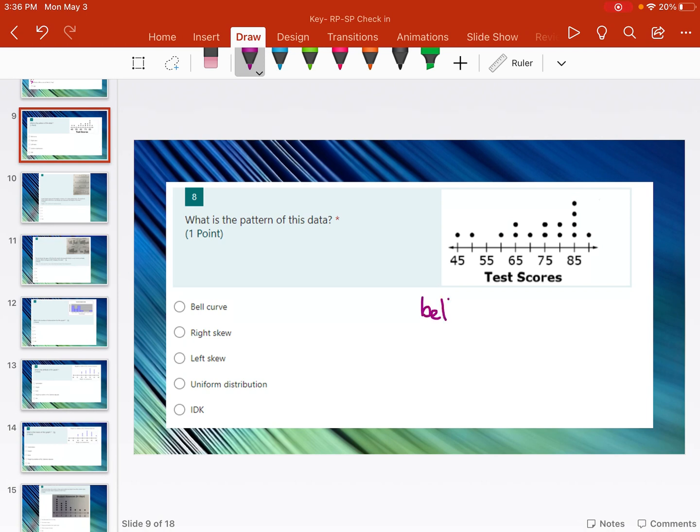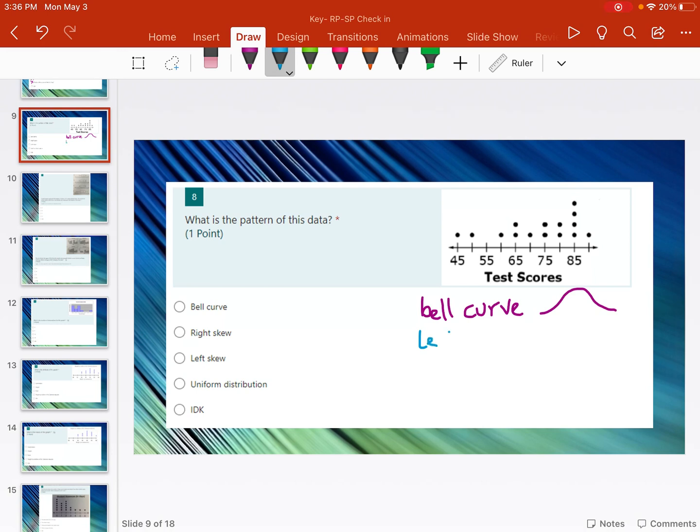You have a bell curve. Bell curves look something like this, kind of like a hill or a mountain. It only does that one time. You can't have multiple hills. It's just the one big bell.